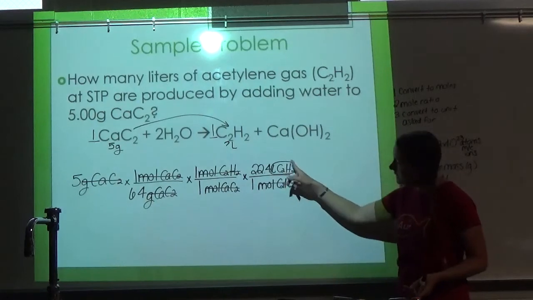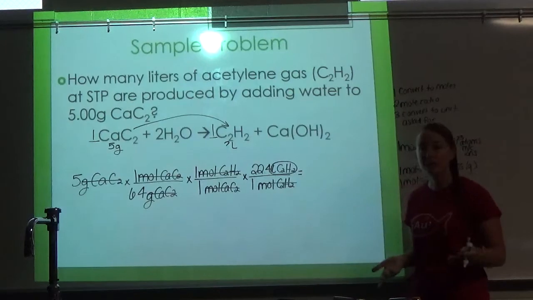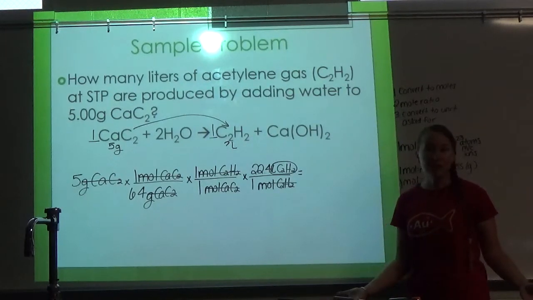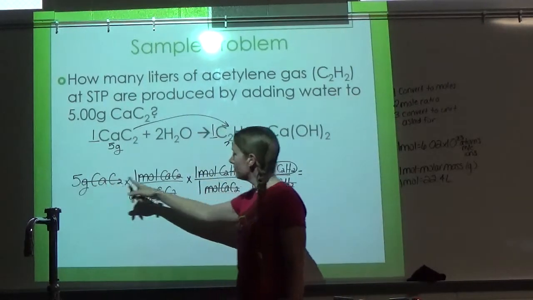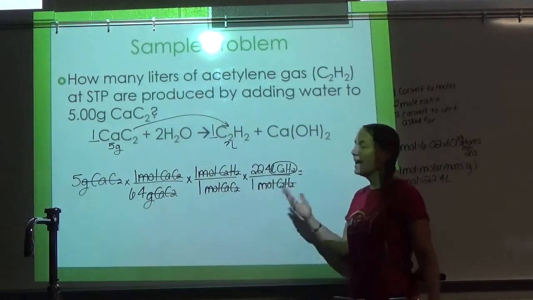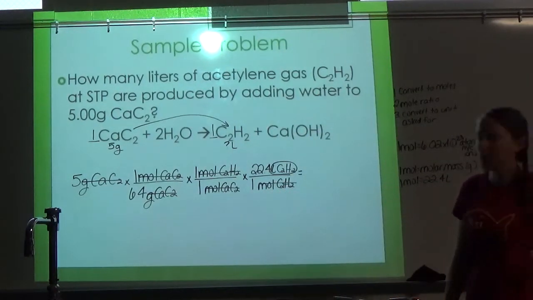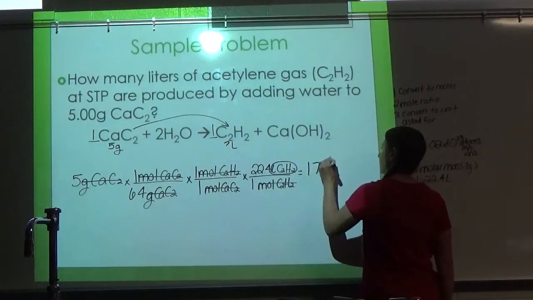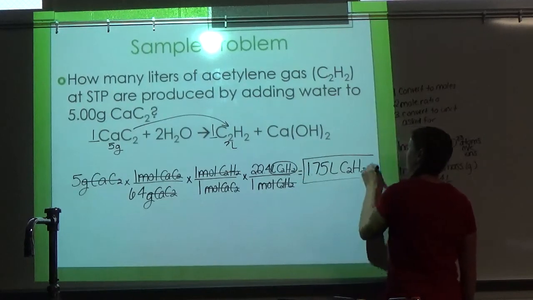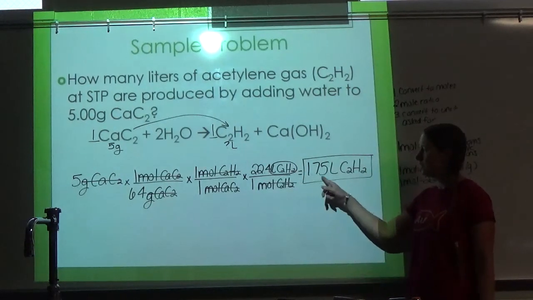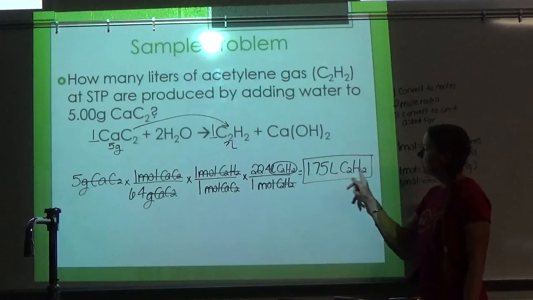Once you get to the unit that you want, that's when you know you can stop the problem. So I'll put an equal sign. How do you solve one of these big things? You do it like we did when we first learned converting. Multiply anything on top, so 5 times 22.4, and divide by anything on bottom, so divided by 64. That gives you 1.75 liters of acetylene, C2H2. Remember, number, unit, substance. I'm not going to forget, so you better not forget. Number, unit, substance.